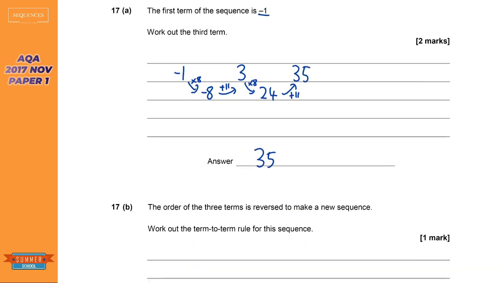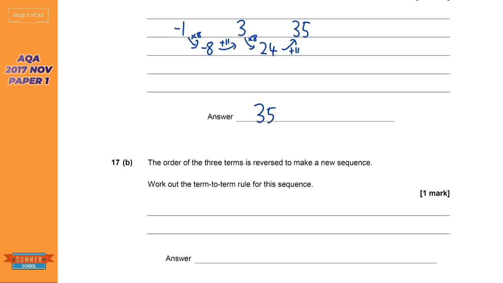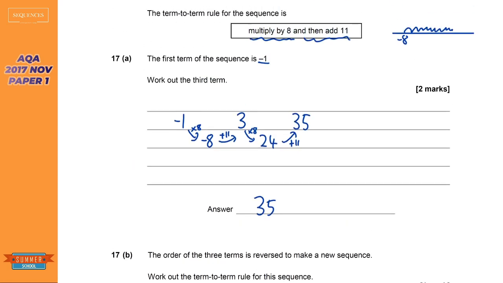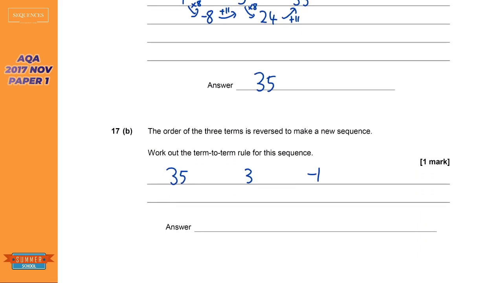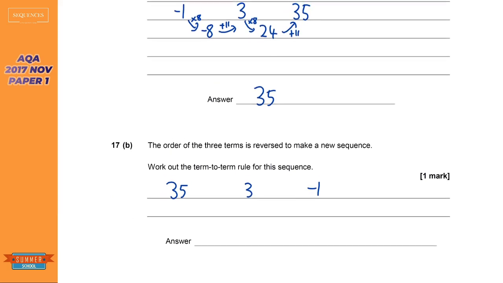Okay, let's move on. So the order of the first 3 terms is reversed to make a new sequence. So the new sequence would be 35, 3, and -1. And it says work out the term-to-term rule. So we had the term-to-term rule for one way, and we're basically doing the inverse. So I'm going to do a mirror image, but I'm going to do the inverse of each of them.